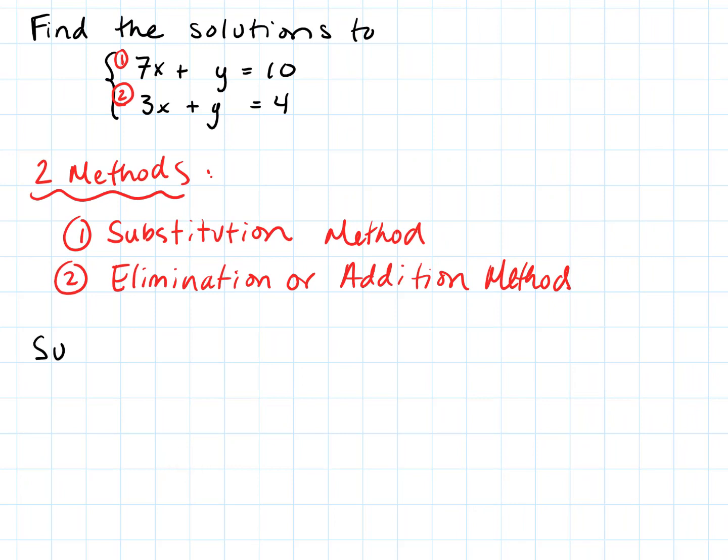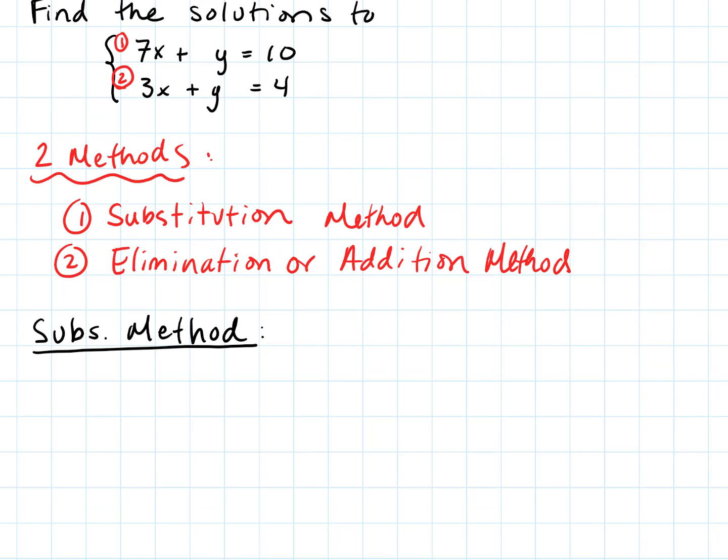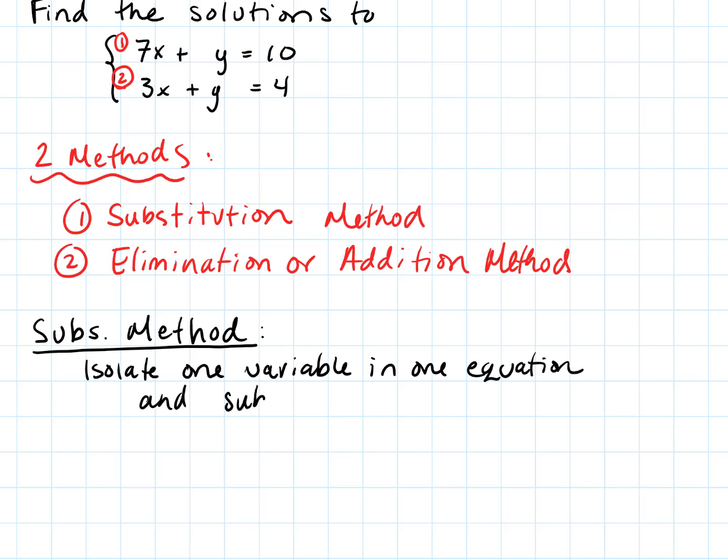I'll actually do the same example in both ways. So let's do the substitution method first. With the substitution method, what we're going to do is isolate one variable in one equation and substitute into the other equation. So that's what we're going to do.